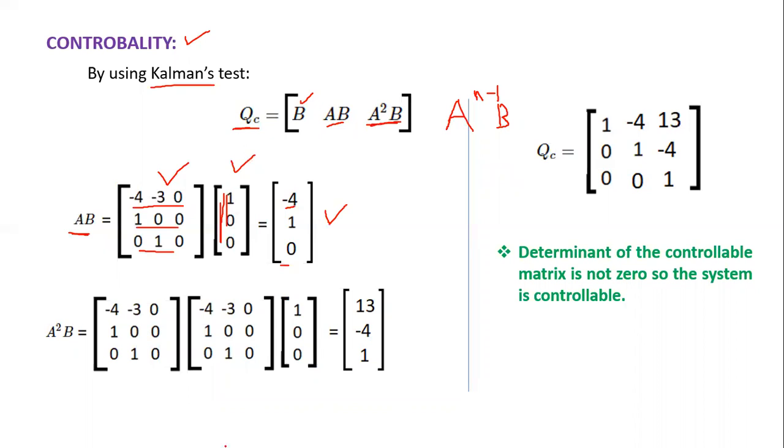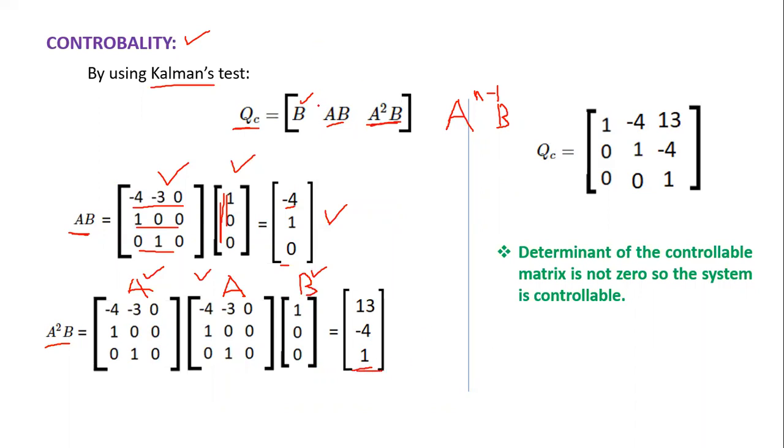And now we need to find the A square B matrix. How to find the A square B matrix means this is the A matrix, A into B matrix. So first you need to multiply A into A, and that matrix will multiply with the B. Then we are getting this one, 13 minus 4, 1. A square B. First we will multiply A into A, and that matrix we are multiplying with B. So there we are getting the A square B. So this is the matrix.